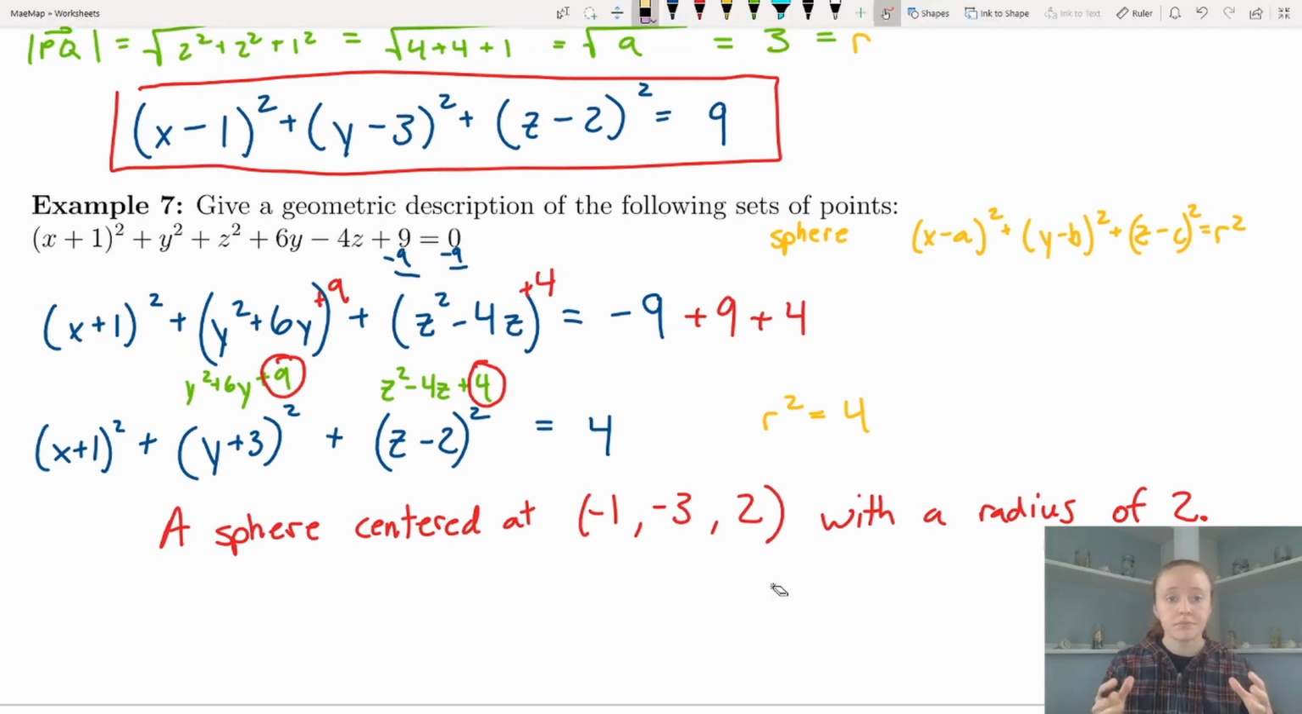And with that, we wrap up this practice and example worksheet on vectors in 3 dimensions. Hopefully you learned some more information and expanded upon what you learned within your lesson.